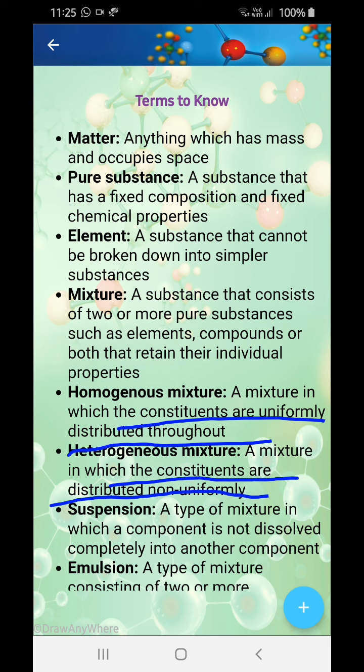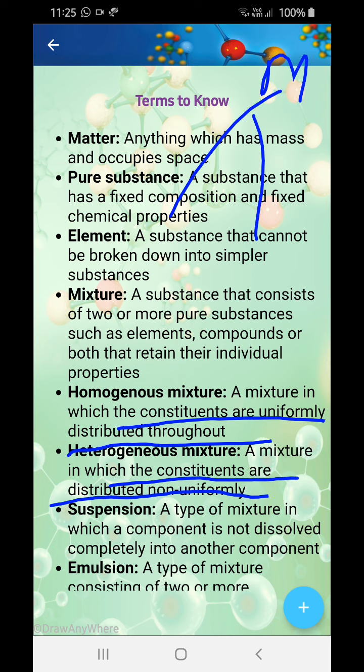Now what are the examples? Homogeneous mixture: salt solution. Heterogeneous mixture: mud water or sand water. Sugar solution also you can write in homogeneous. Now here you can see homogeneous and heterogeneous, one type of mixture. Now you will see another classification of mixture.